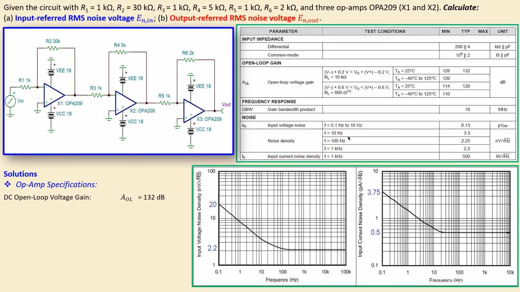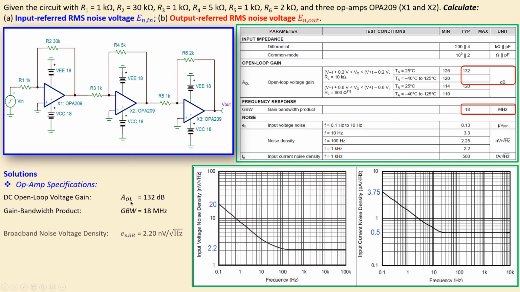Now the first important parameter is the DC open loop voltage gain, which is given here as the symbol, and has a value of 132 dB. It's also shown here in the table. We also have a very important parameter, the gain bandwidth product, which is here 18 megahertz, and that is also shown in this table.